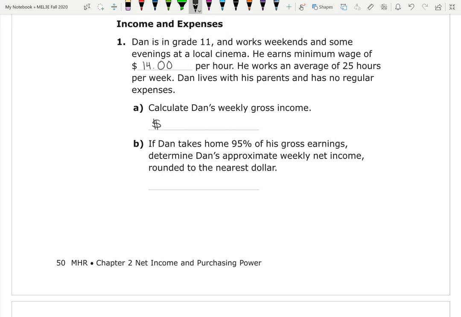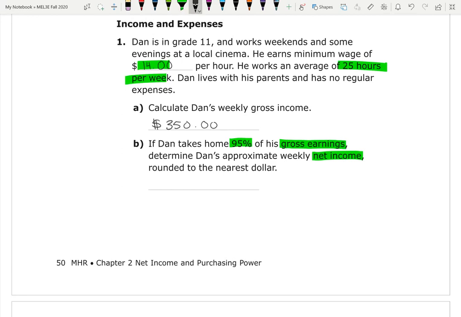So 14 times 25, so $14 an hour times 25 hours per week is equal to $350. If Dan takes home 95% of his gross earnings, determine Dan's approximate weekly net income to the nearest dollar. So remember, net income is after all taxes have been deducted from your gross earnings. So your take home is your net income. So Dan's net income is 95% of his gross earning.